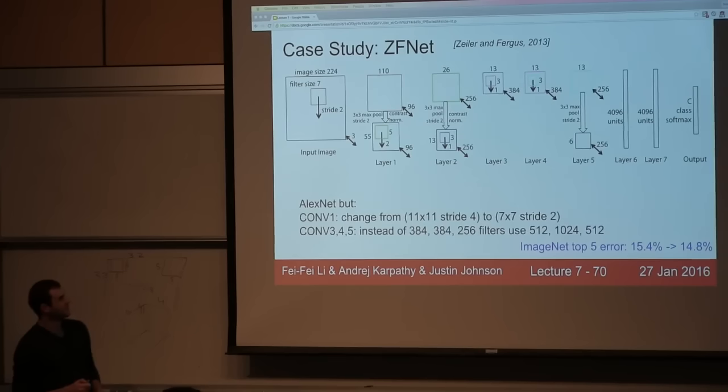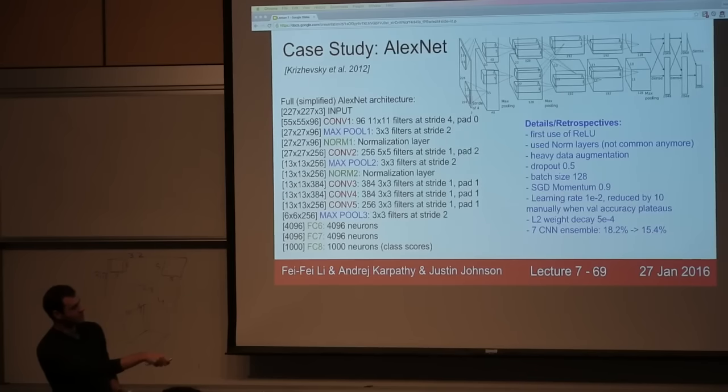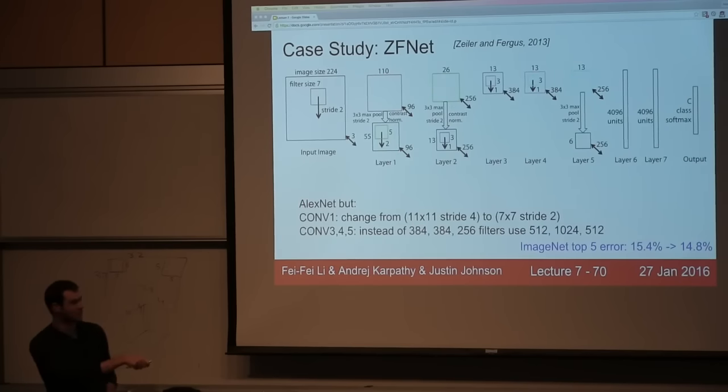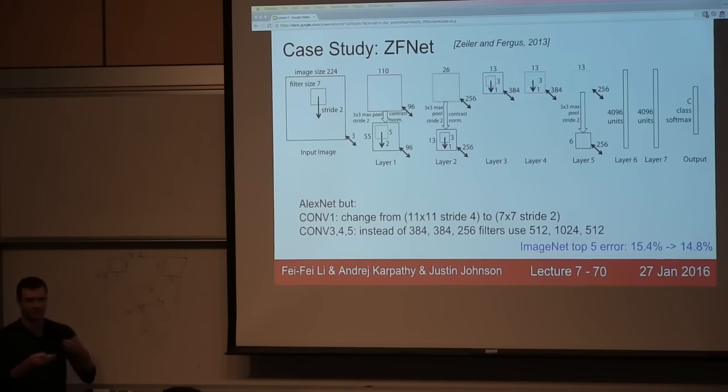I'll talk a bit about the next one after 2013. Oh, and I should mention the top 5 error went from 15.4% here. It went down to 14.8% with this architecture. And the winner actually, so Matthew Zeiler, after completing this paper where he got 14.8%, he created a company called Clarifai. He worked on this a bit more and he ended up with 11%. So that was the actual submission to the 2013 ImageNet Challenge, which had an 11% error.